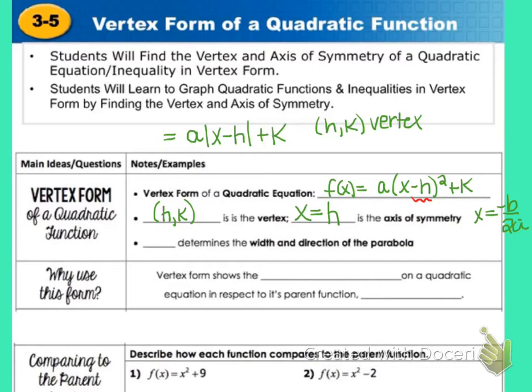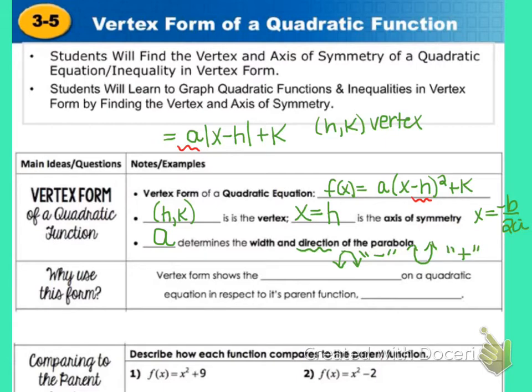Now, much like how steep the branches were on the absolute value graph, which we could tell by the a that's out in front, this thing right here, we can use that same piece of information to determine the width and also the direction of the parabola. The parabola will face down if a is negative. So if we have one of those sad face parabolas, that's when the a is negative. And when the parabola opens up, we'd have a positive a.